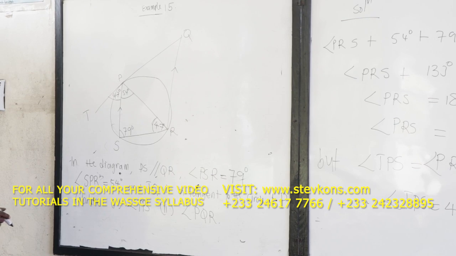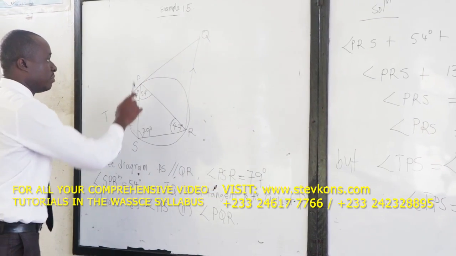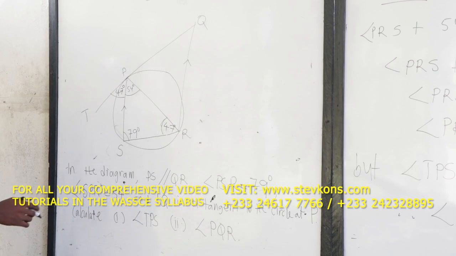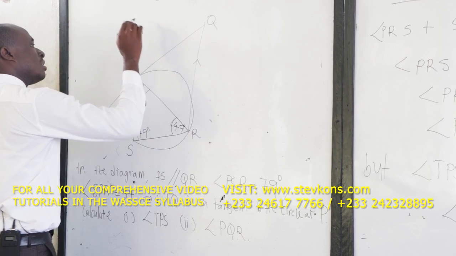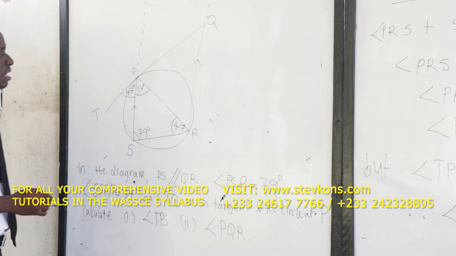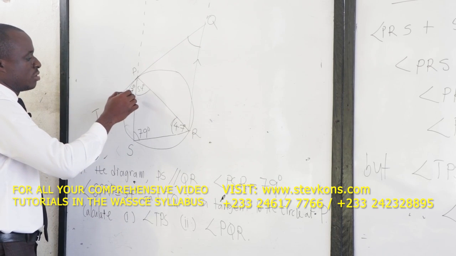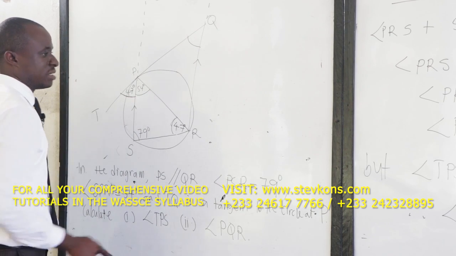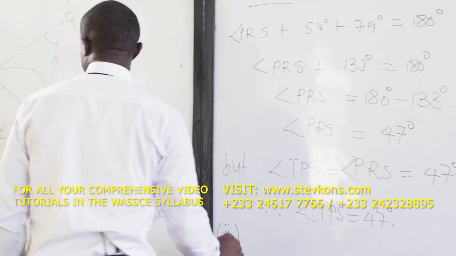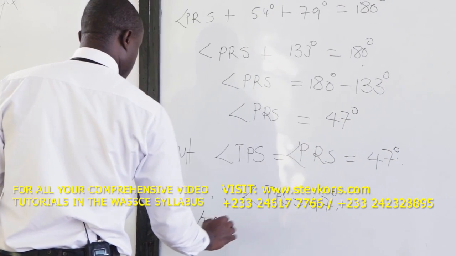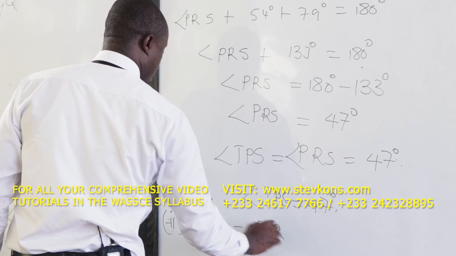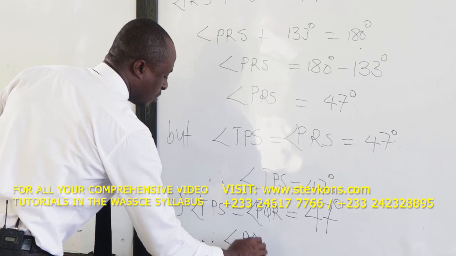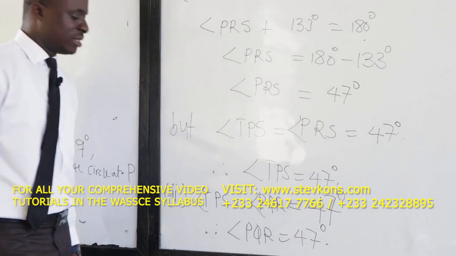Now, what can we see? We want to find PQR. Let's note carefully: this is a parallel line, and this is also a parallel line, so we can extend this line. Clearly, the angle over here corresponds to the angle over there. So PQR is the same as TPS. Angle TPS is equal to PQR, and this is equal to 47 degrees. Therefore, PQR is 47 degrees.